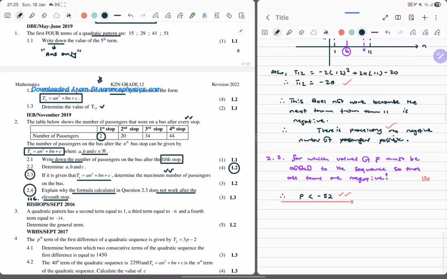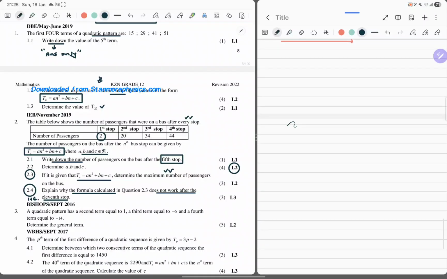Now, here's another smart technique a student can think about. This is another way of answering the same question. As I said, learn how to complete the square. So we can say Tn plus P must be less than 0. So this implies that T sub n is minus 2n squared plus 24n minus 20 plus P must be less than 0. And then we decide we're going to complete the square here.